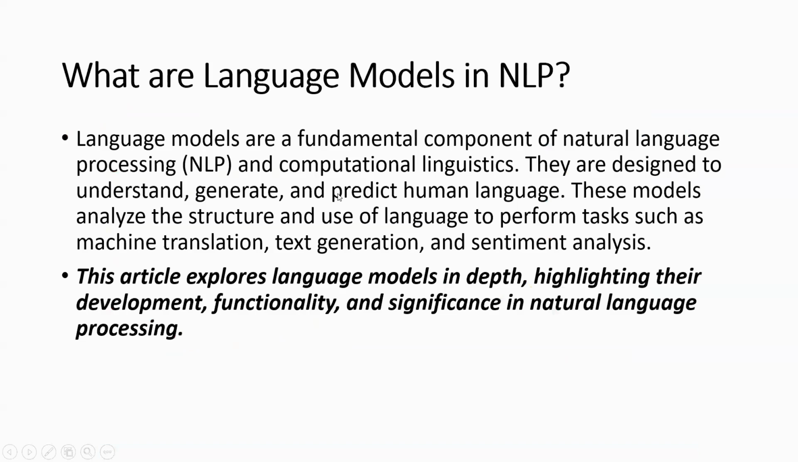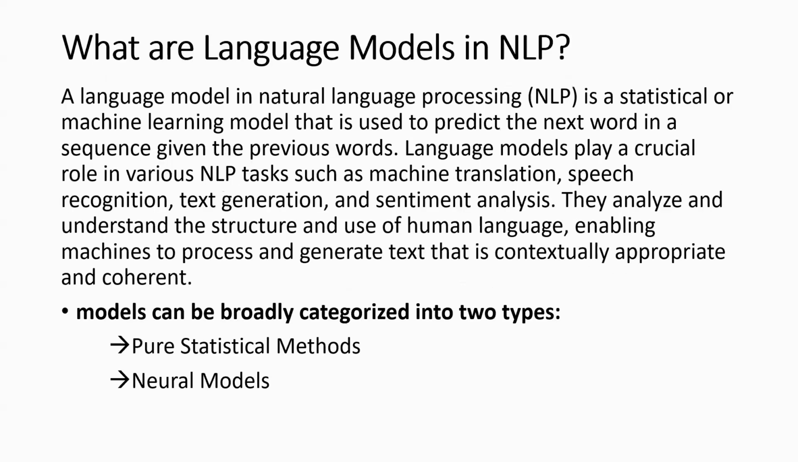So language models are fundamental components of natural language processing. Conventionally, they are designed to understand, generate, and predict human languages. These models analyze the structure and use of languages to perform tasks such as machine translation, text generation, and sentiment analysis. A statistical language model is based on probability and statistics. In this we have unigram, bigram, and similar concepts.